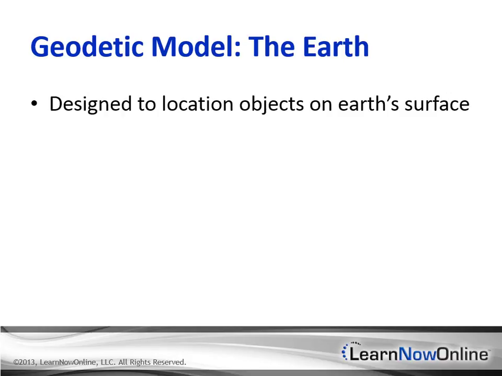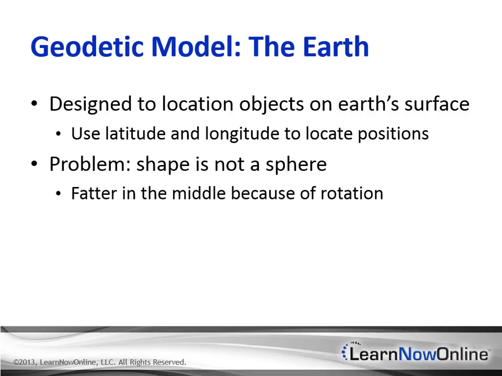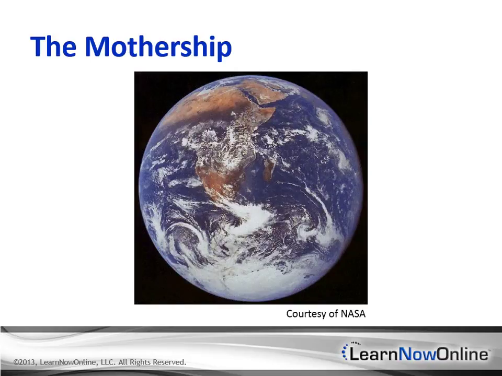The geodetic model is designed to locate objects on the surface of the Earth and allows for its non-spherical shape and uneven surface. This model uses latitude and longitude angles to locate positions on the Earth's surface. The difficulty in working with geographical data is that the Earth is not a true sphere. It's fatter in the middle, around the equator, because the Earth spins, and it has an uneven surface. Even though NASA photos seem to show the Earth as a sphere, that's really an illusion.